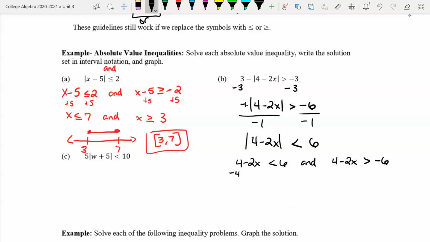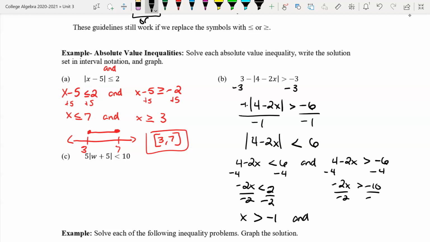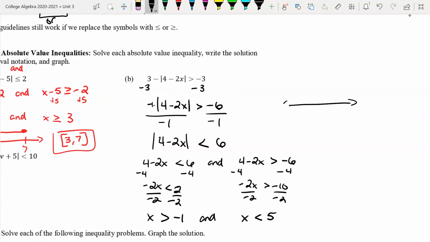Wrote my two equations, now I'm going to solve them. X is greater than -1 because I divided by a negative. X is less than 5. So -1 to 5. Put an open circle on both of them. Shade in between. It works. All right, so that's pretty much the gist of it.